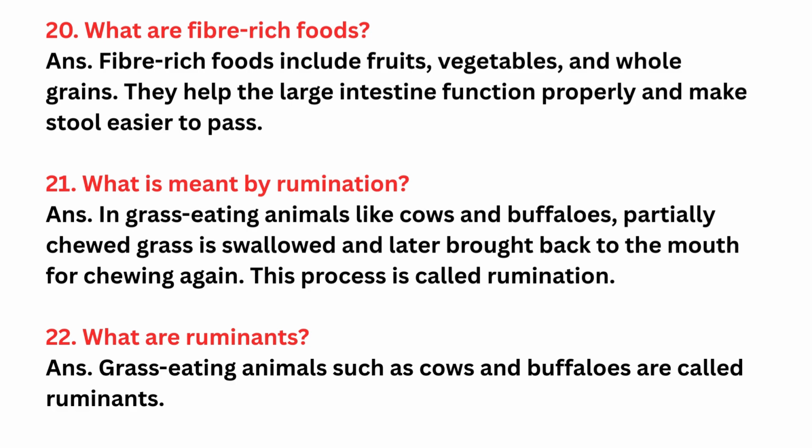Question number 21. What is meant by rumination? Answer. In grass-eating animals like cows and buffaloes, partially chewed grass is swallowed and later brought back to the mouth and chewed again. This process is called rumination. Question number 22. What are ruminants? Answer. Grass-eating animals such as cows and buffaloes are called ruminants.